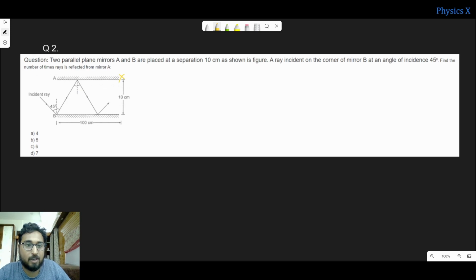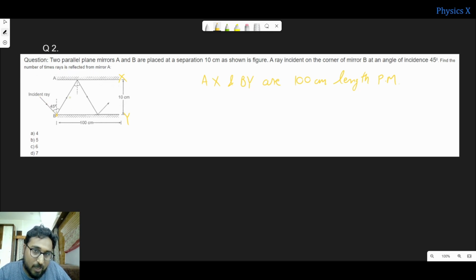Let us name them AX and BY. AX and BY are 100 centimeter long plane mirrors. A ray is incident on the corner of mirror B, at an angle of incidence of 45 degrees. Find the number of times the ray is reflected from mirror A.